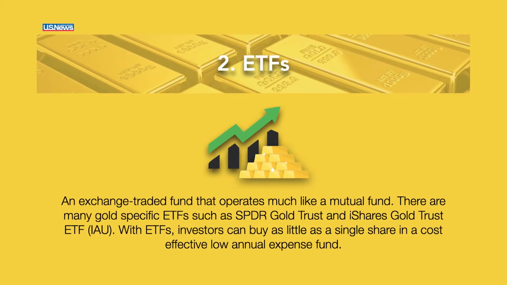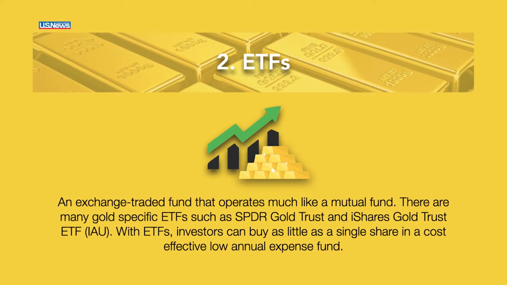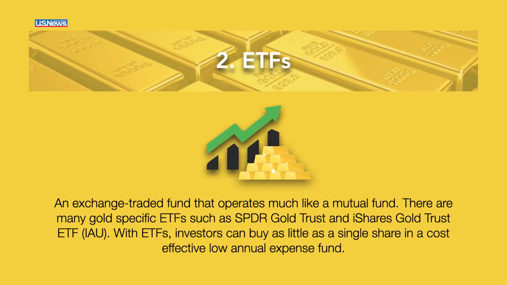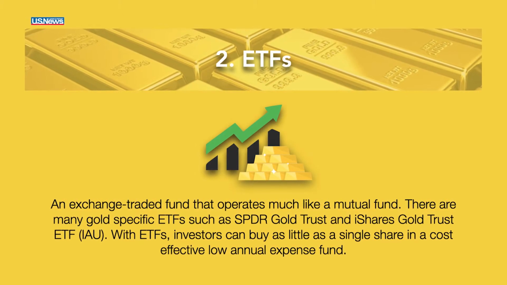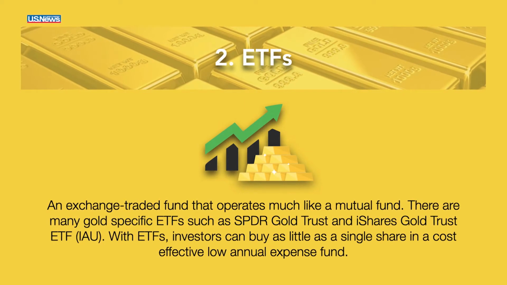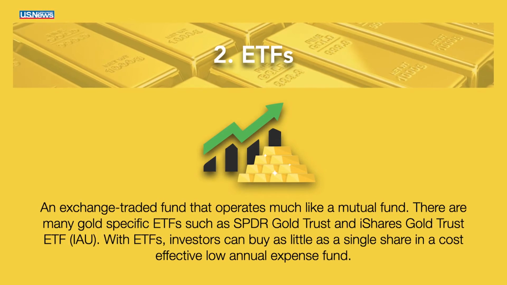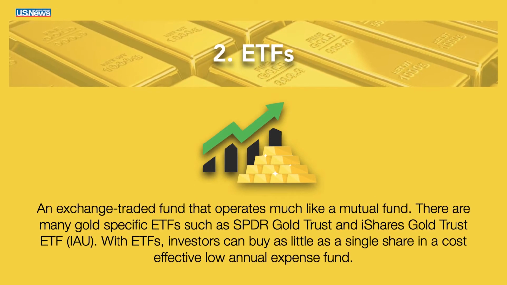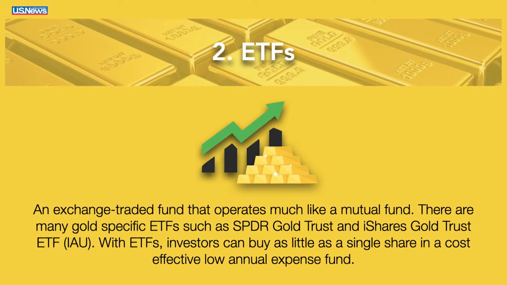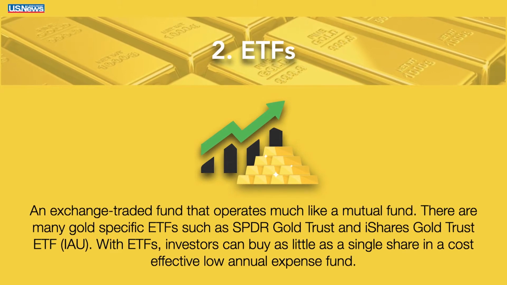So maybe a more efficient way for you to own gold, especially inside of a portfolio, might be through an ETF, right? And what is an ETF but an exchange traded fund? So let's talk a little bit about what this is and how it works. According to US News, an exchange traded fund operates much like a mutual fund. There are many gold specific ETFs such as Spider Gold Trust or iShares Gold Trust. And with the ETFs, investors can buy as little as a single share in a cost-effective, low annual expense fund.